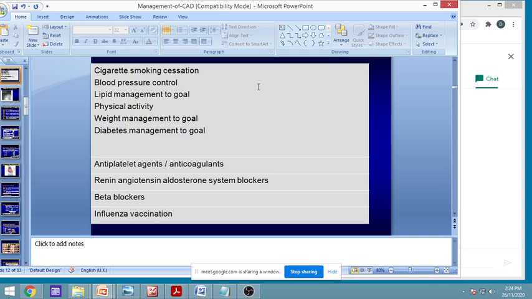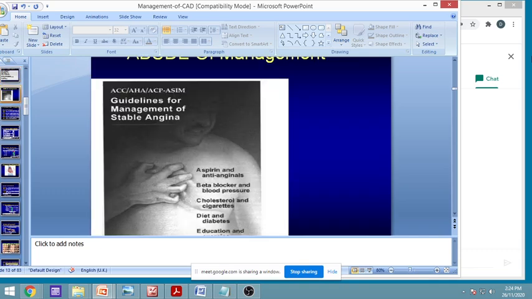Then giving the antiplatelet agents, anticoagulants, RAS system modulators, that means either ACE inhibitors or ARBs, beta blockers, influenza vaccination. These are various ways. So guidelines are very important. ACC means American College of Cardiology. AHA means American Heart Association. Then American College of Clinical Pharmacy. These are various associations, and they come together to make the guidelines.